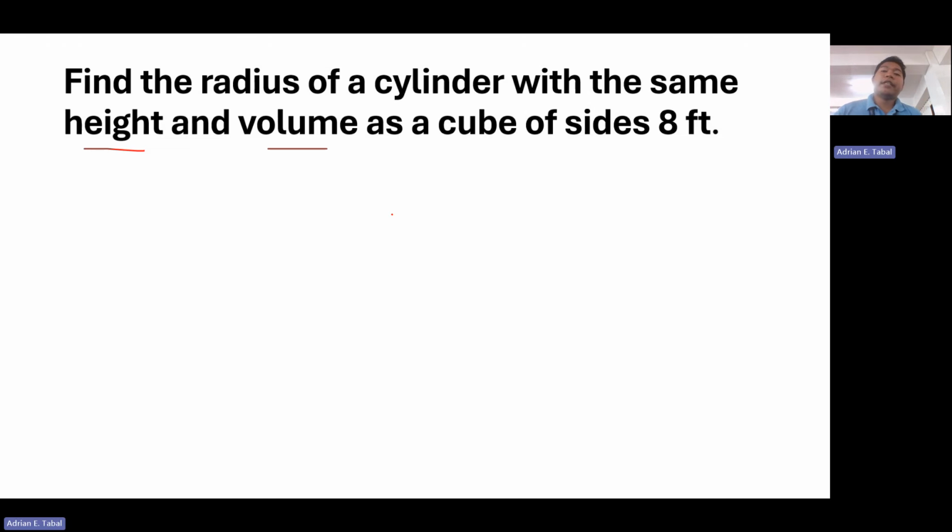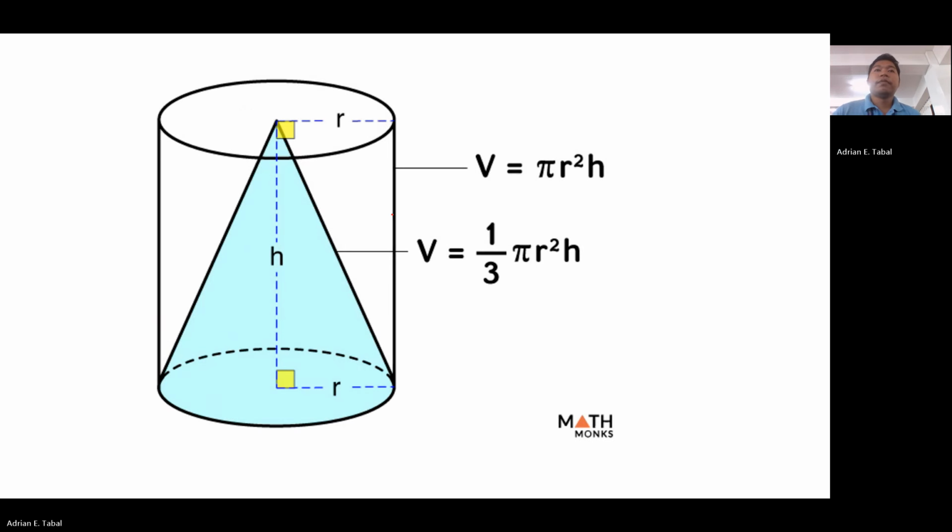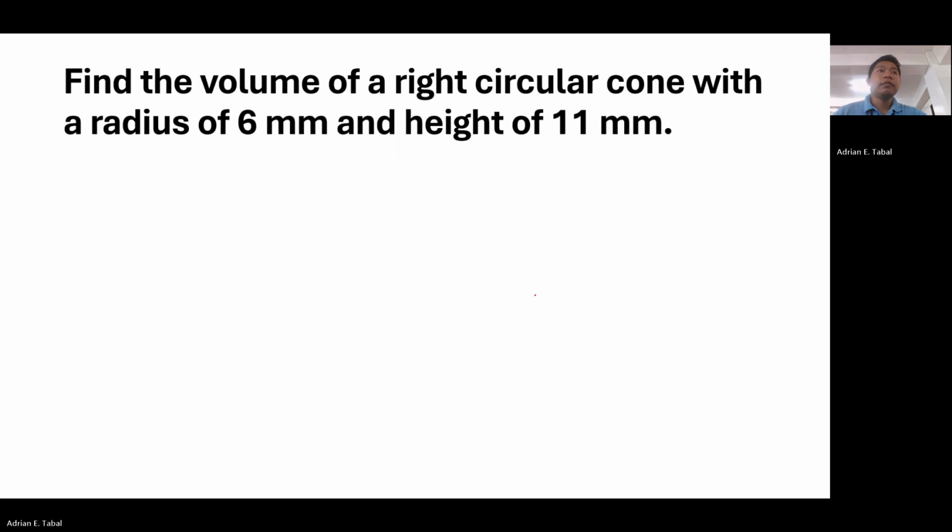So now let's proceed to the volume of the cone. The volume of the cone is just 1/3 of the volume of the cylinder. So find the volume of a right circular cone with a radius of 6 millimeters and height of 11 millimeters. The volume is equal to 1/3 of pi r squared h.